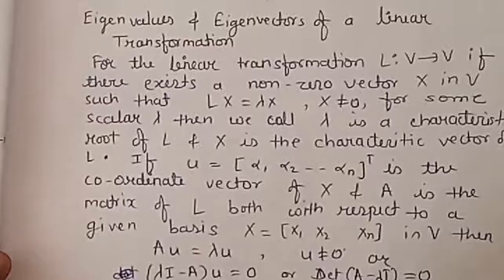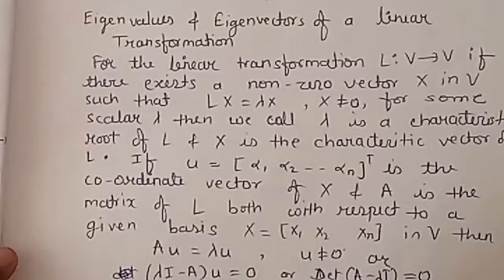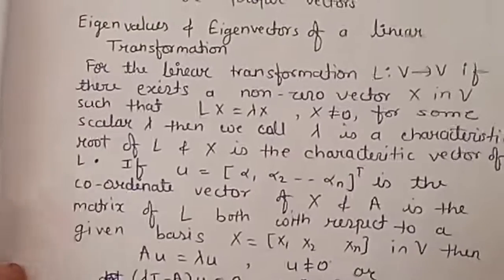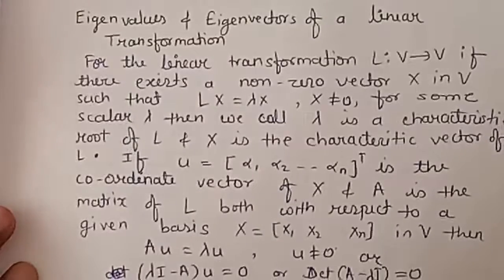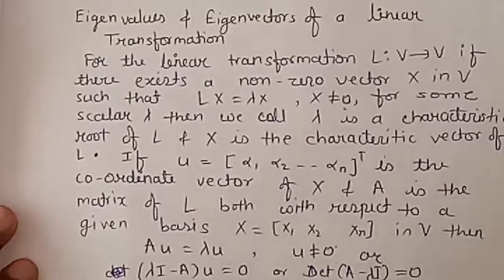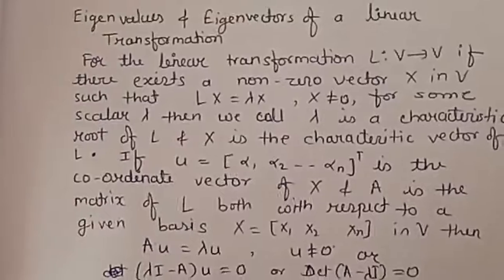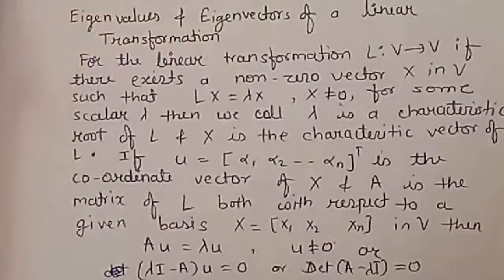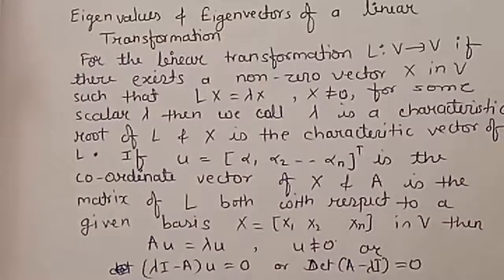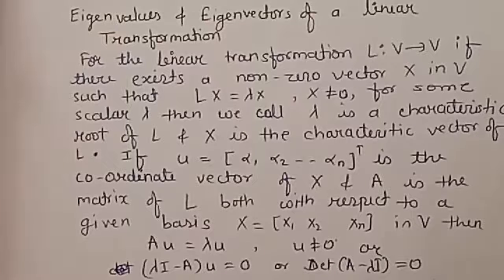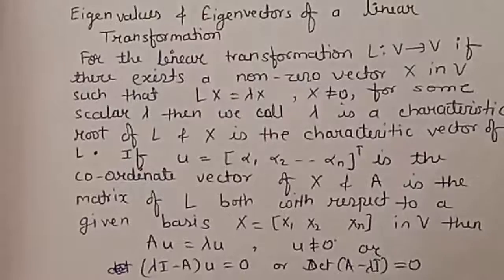Next, we have eigenvalues and eigenvectors of a linear transformation. Now what is this? For any linear transformation L, which is a mapping from V to V, if there exists a non-zero vector x in V such that Lx is equal to lambda x, where x is not equal to 0, for some scalar lambda, then we call lambda a characteristic root of L, and x is called the characteristic vector of L.